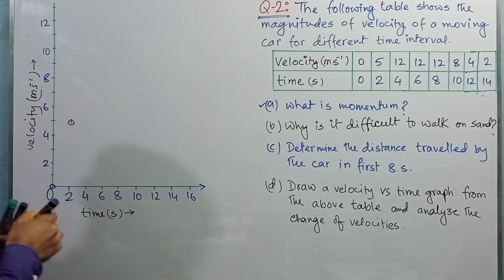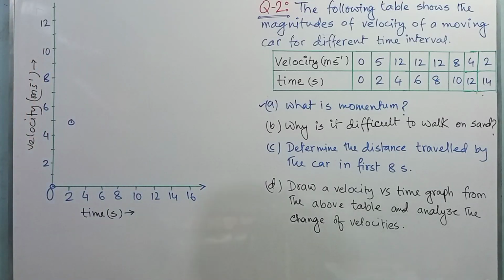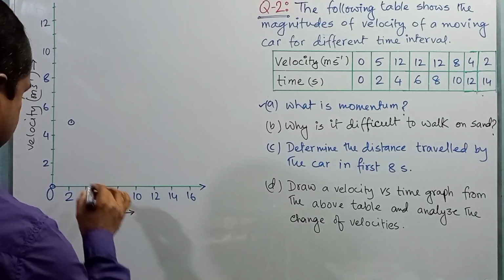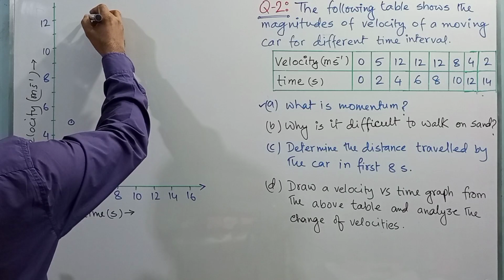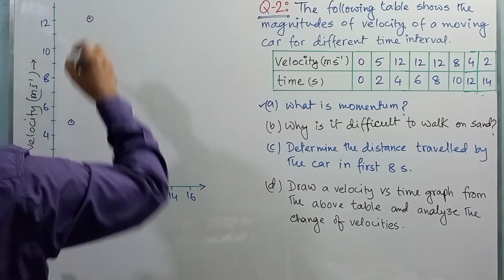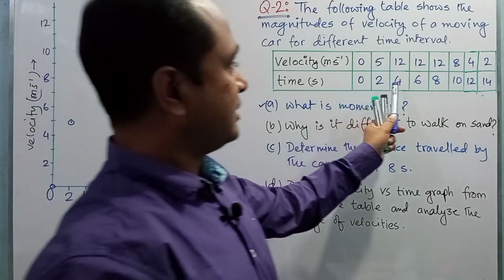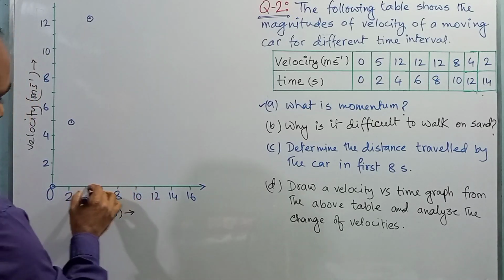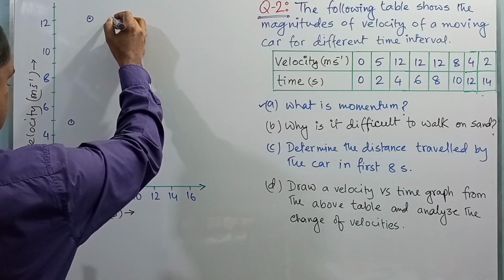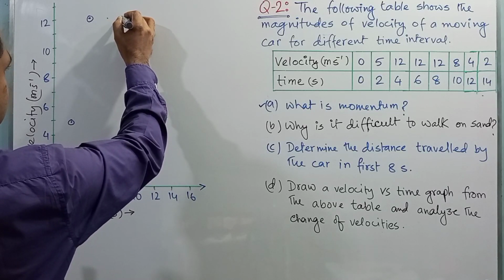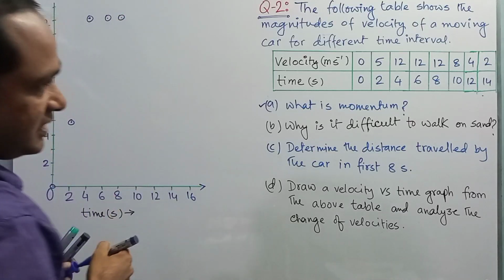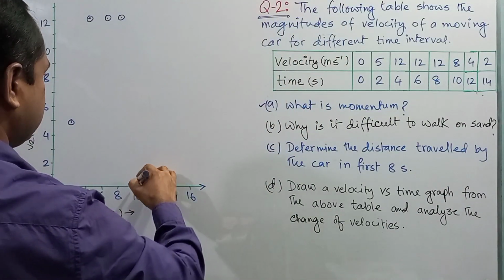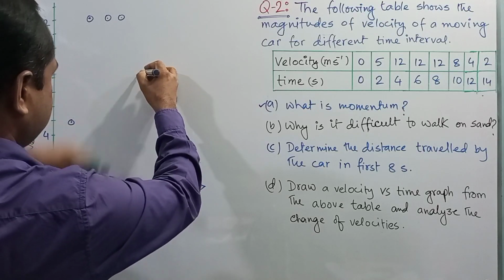This point indicates the velocity at 2 seconds, right? And when the time was 4 the velocity was 12. So this is the second point of our graph, and up to 8 seconds the velocity remains 12. So up to 8 seconds the velocity maintains 12. At 6 and 8 the velocity remains same. And at time 10 seconds it reduces to 8 meter per second, right?